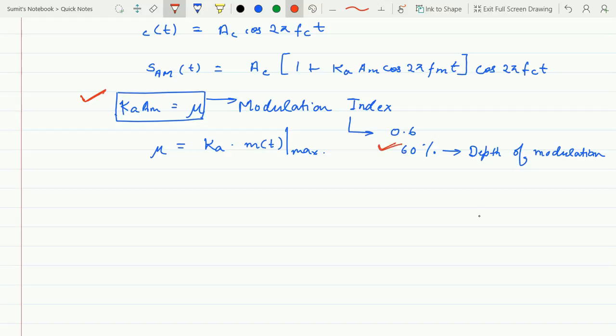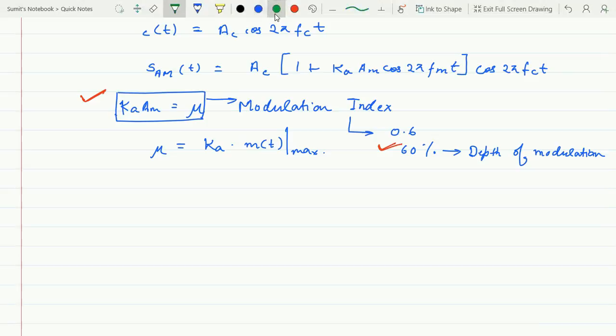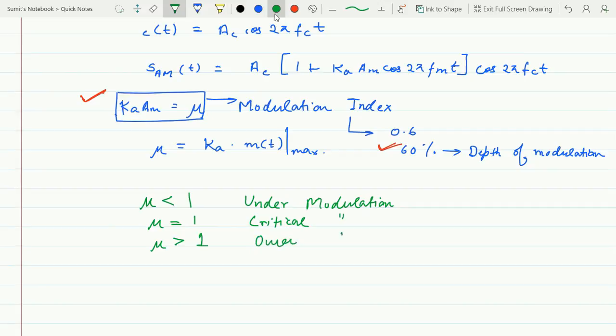So remember how we define the modulation index. Now based on this mu, we can have three types of modulation, which I'll discuss later on, but let's just go over them. Mu value can be less than 1, equal to 1, or greater than 1. Mu less than 1 is called under modulation. Whenever mu is equal to 1, it would be critical modulation, and when mu is greater than 1, it is called over modulation.